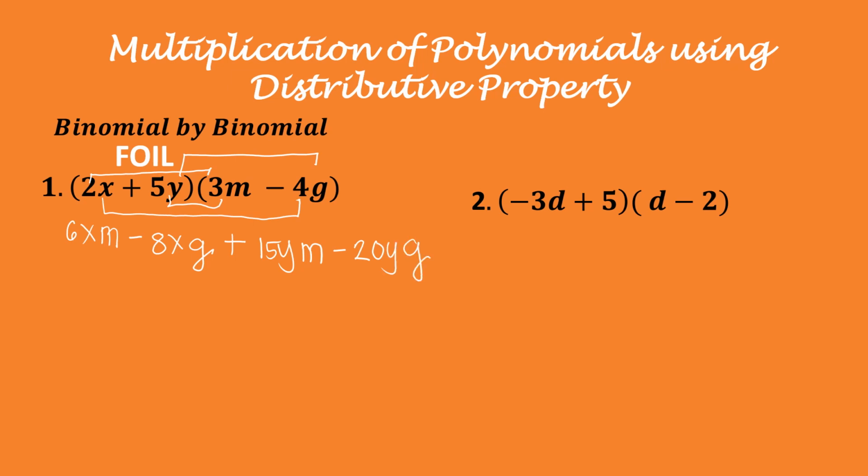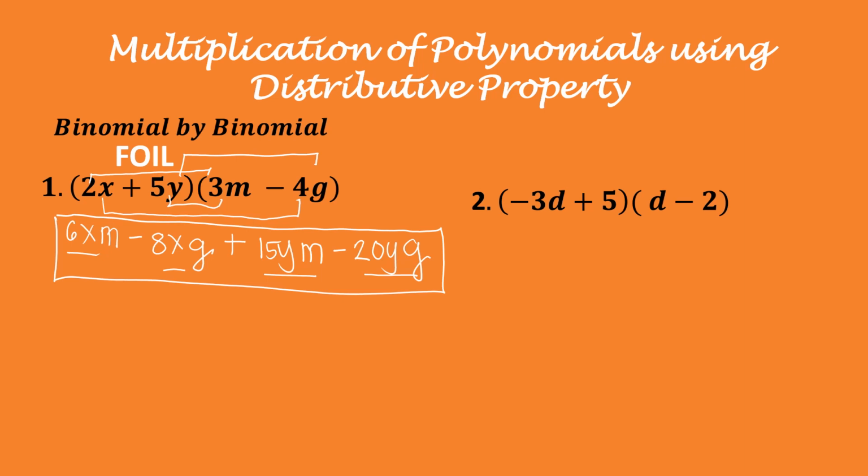So as you have seen, in each term there are no like terms in the product. Thus, we will be having this as our final product already. So therefore, the product of 2x plus 5y times 3m minus 4g is equal to 6xm minus 8xg plus 15ym minus 20yg. So that is the product out of the FOIL method.